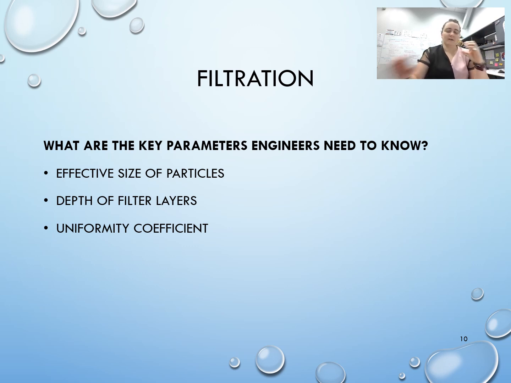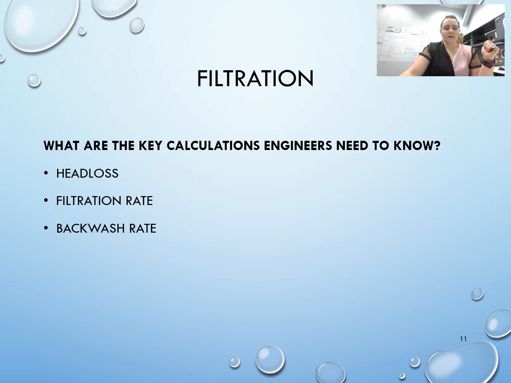So particles are not perfectly spherical, unfortunately. They have different geometries, different surfaces, that kind of thing. So the uniformity coefficient is a way of looking at how spherical those particles are when we make estimations for pore sizes. So those are the pieces of information that you would need to go and find in tables in order to do calculations. And then once you have those parameters, the calculations that you can do are things like head loss, filtration rate, and backwash rate.